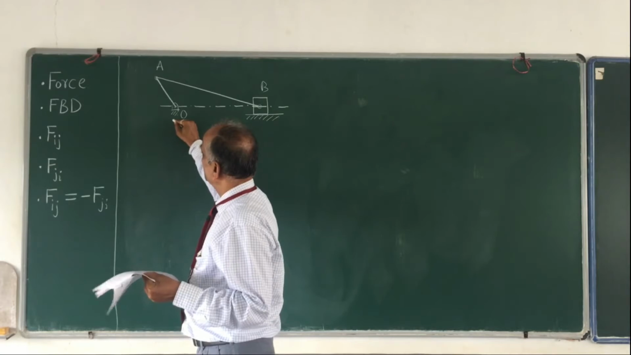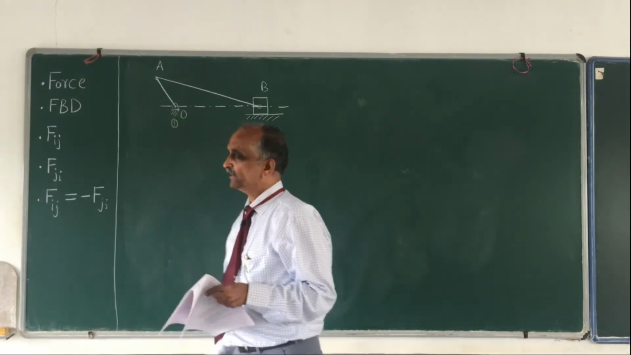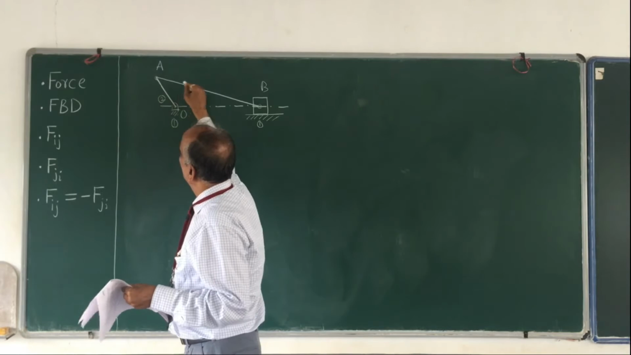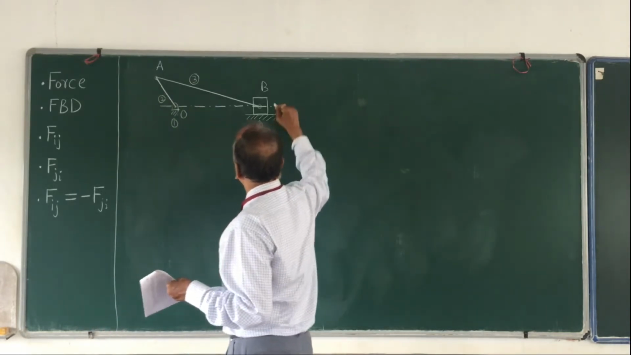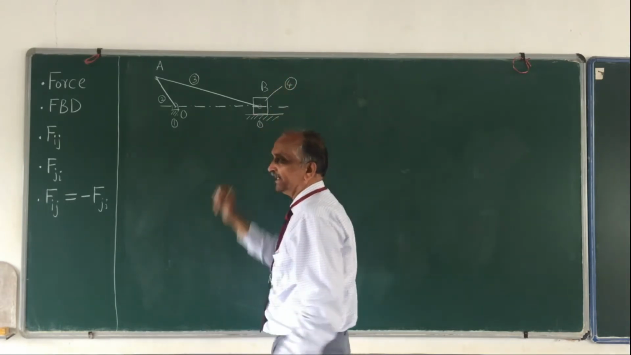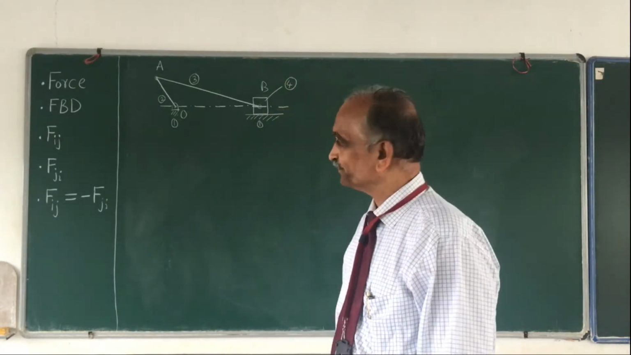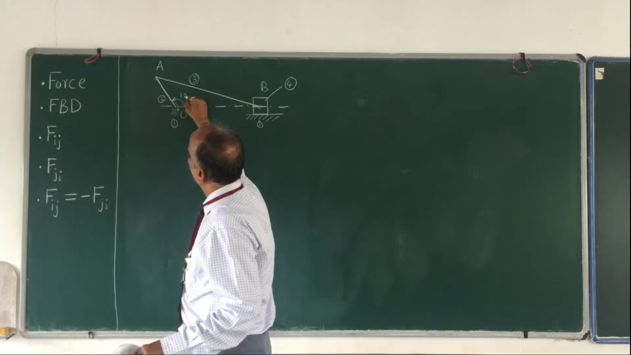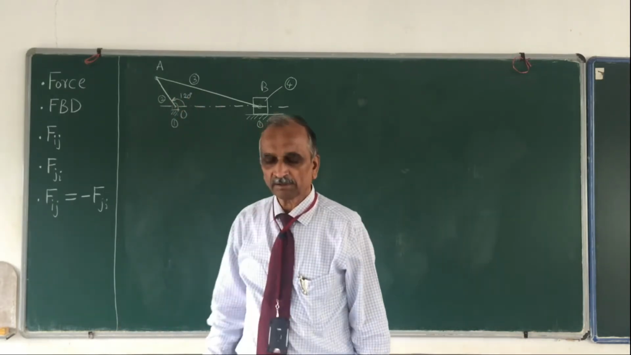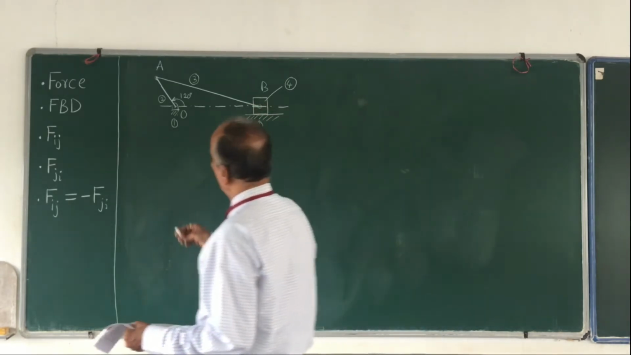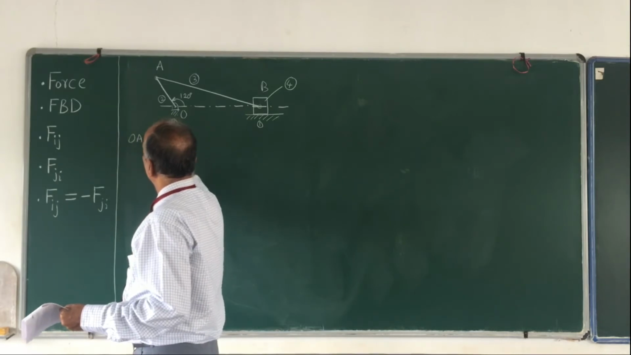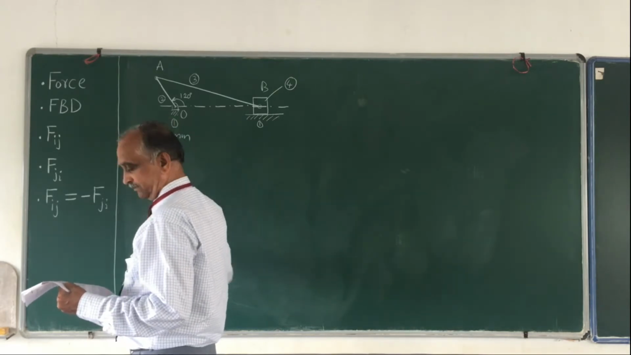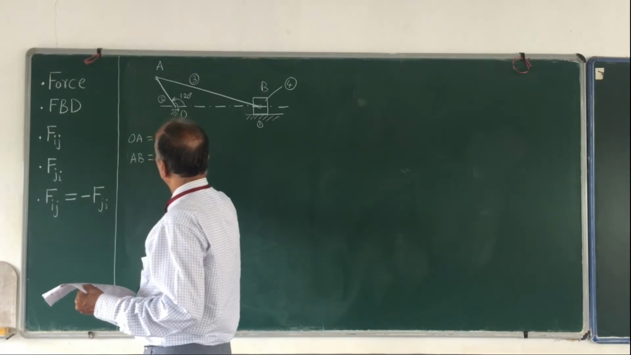The links have been numbered. The fixed link is number 1, the crank is number 2, the connecting rod is number 3, and this piston or slider is number 4. There are 4 links. You have also been given this angle, which is 120 degrees. In addition, OA is 100 mm and AB is 450 mm.